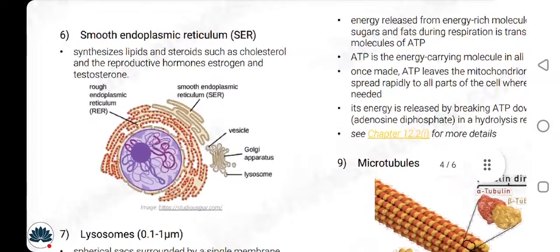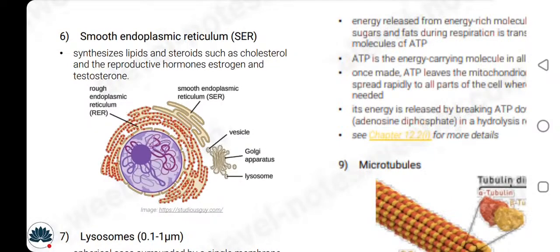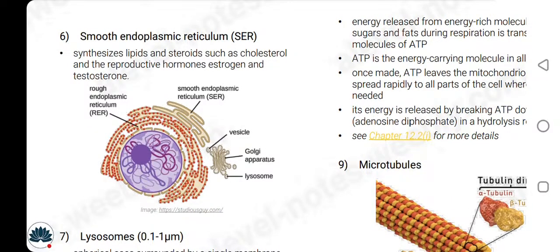Moving towards the smooth endoplasmic reticulum, or SER. It synthesizes lipids and steroids such as cholesterol and the reproductive hormones such as estrogen and testosterone.